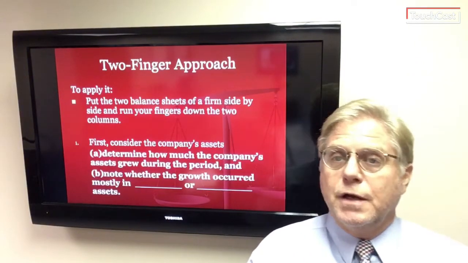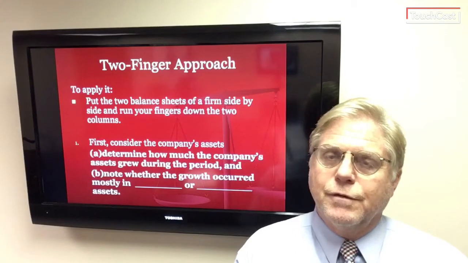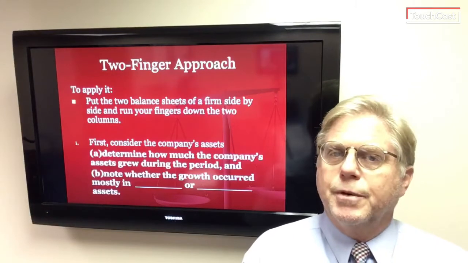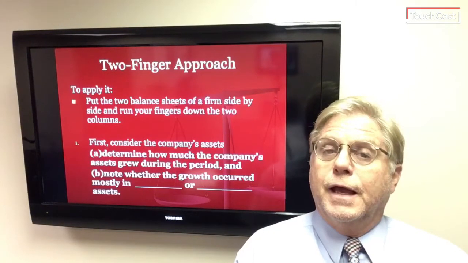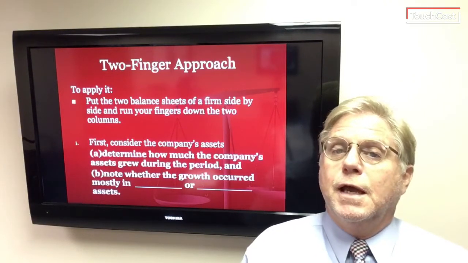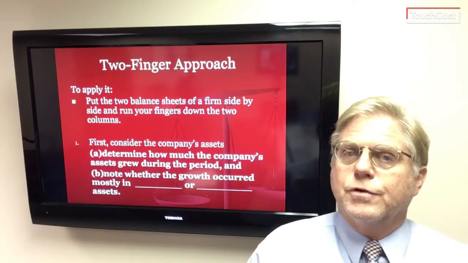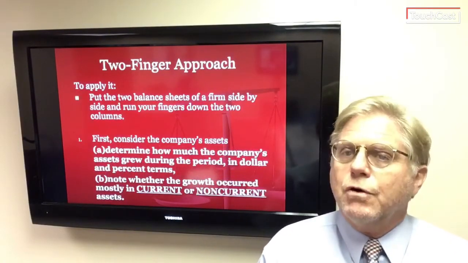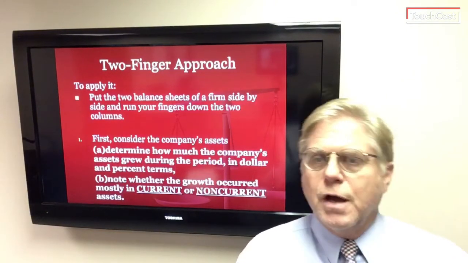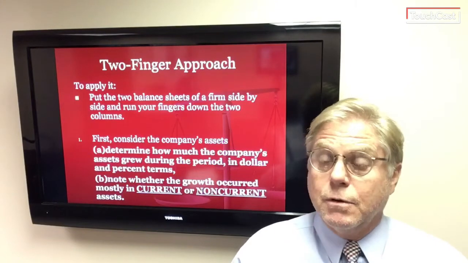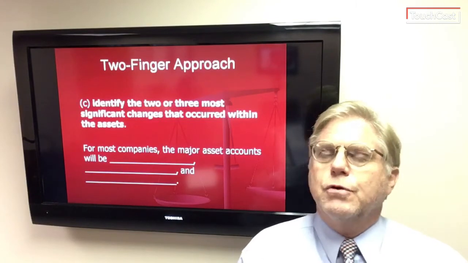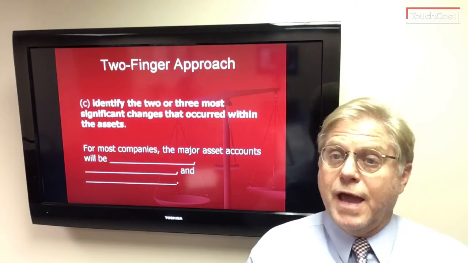And first of all, we're going to look at the upper part, at least in the report form of the balance sheet, to consider the company's assets. First of all, to determine how much the company's assets grew during the period, both in dollar terms and in percent terms. And then, second step in this first part, to note whether the growth occurred mostly in current assets or in non-current assets. Whether most of the growth occurred in current or non-current speaks to the company's liquidity, at least liquidity of its assets.